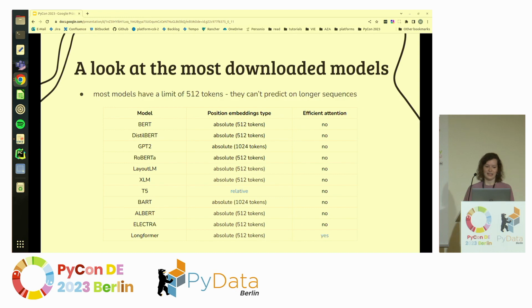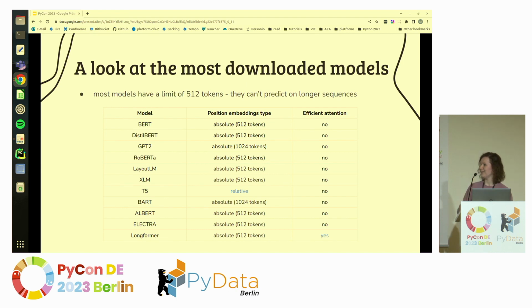Now let's have a look at the most downloaded models from the Hugging Face hub. In this table, you can see the different model types and which type of position embeddings they use and if they use some sort of efficient attention. And I think the picture is quite clear. Most models use absolute position embeddings. And I want to emphasize it again: these models cannot predict on sequences longer than 512 tokens. As we've seen before, this is like half a page of a document.